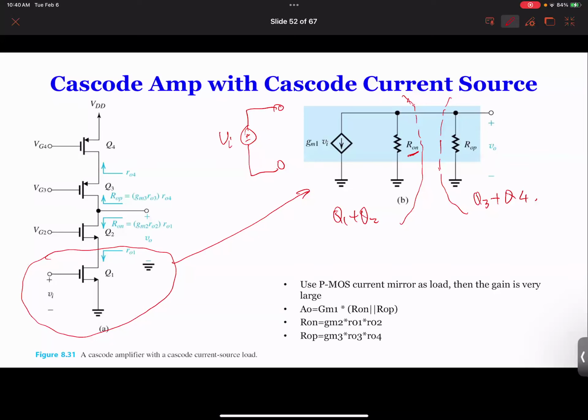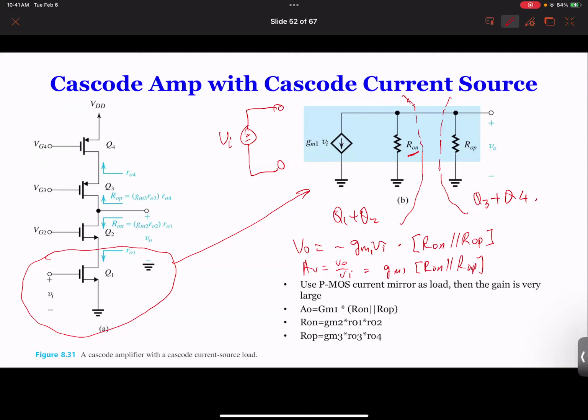Now, you can calculate VO. It is going to be minus GM1 times Vi times the resistance of RON in parallel with ROP. And your gain is now calculated. So your gain VO over Vi equals minus GM1 times RON in parallel with ROP.